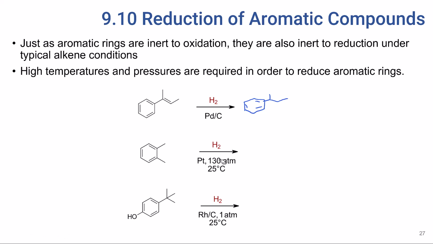If I try to do a reaction with hydrogen gas, platinum, a whole bunch of pressure, so I have 130 atmospheres at room temperature, then I will reduce my benzene to the alkane, or the cycloalkane. I can do the same reaction with a different catalyst, rhodium over carbon at 1 atm, so that's regular pressure, atmospheric pressure at 25 degrees, and that will give me the same thing and get my cyclohexane. Either we need to have a high pressure reaction or one with a stronger catalyst.